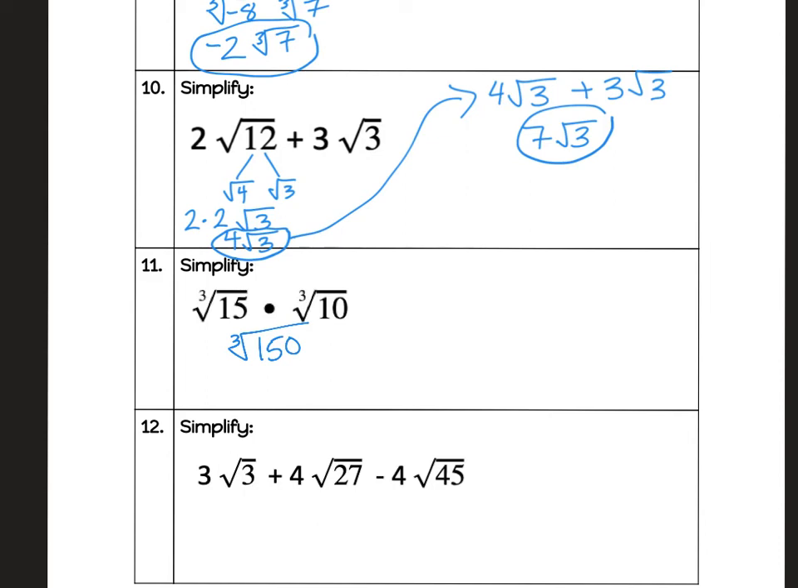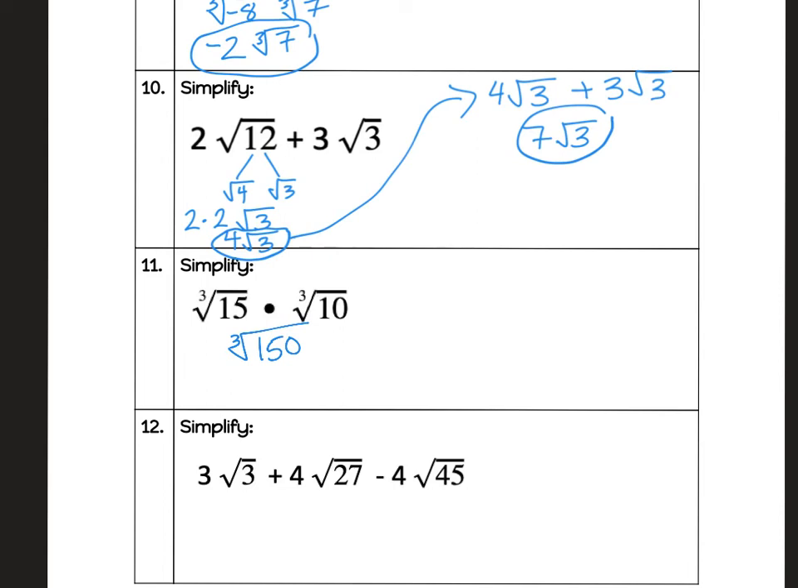So with this one, let's see if there are any perfect cubes that we can divide 150 by. So we know that 6 cubed is going to give us 216, so that's too big. We can't divide. 5 cubed is 125. We can't divide 150 by 125. 4 cubed is 64. We can't divide 150 by 64. 3 cubed is 27. We can't divide 150 by 27. 2 cubed is 8, and we can't divide 150 by 8. So in this case, this is the most simplified version.